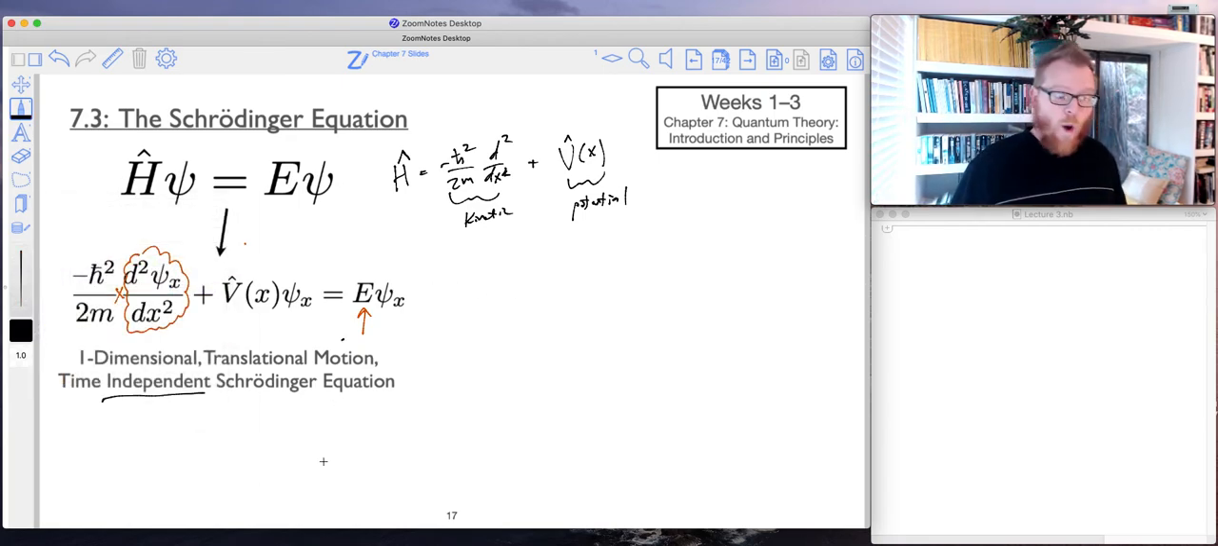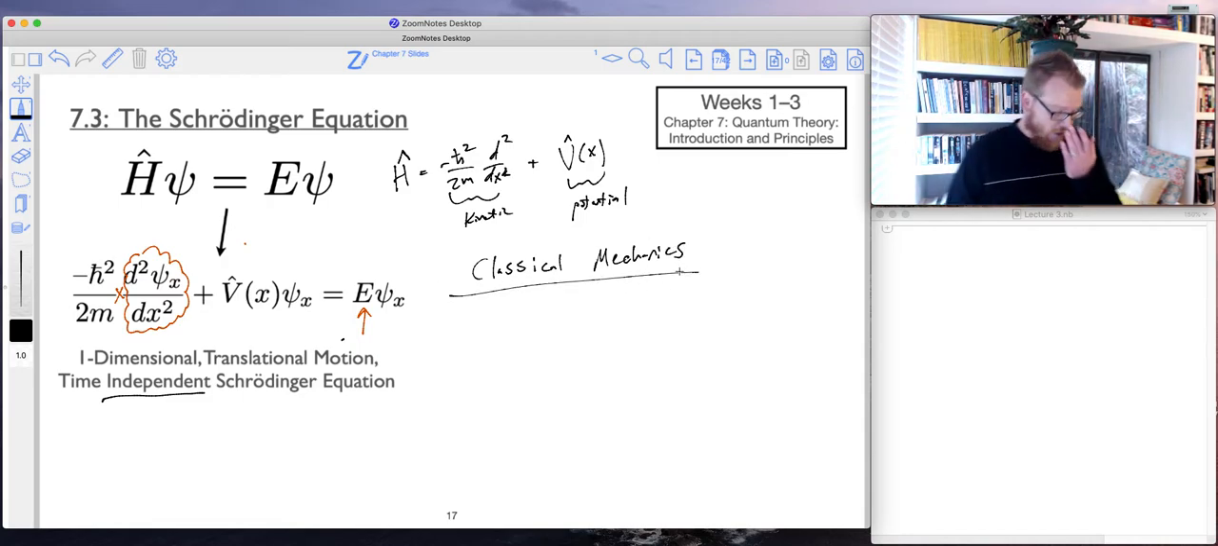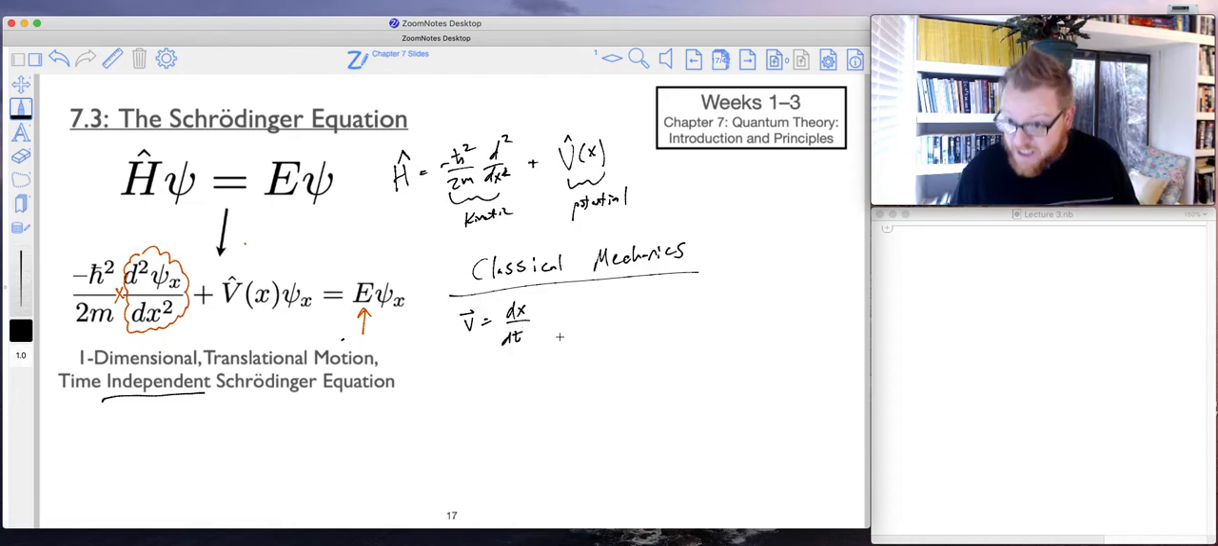So just to walk you through why the kinetic energy operator is negative h bar squared divided by 2m. Recall from classical mechanics, and anytime I refer to classical mechanics, we're talking about Newton's laws, describing cannonballs flying through the air. We can write the velocity of an object as a vector, which we know is dx by dt. That's the derivative of the position x with respect to time.